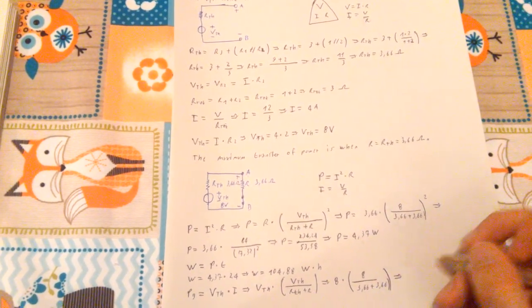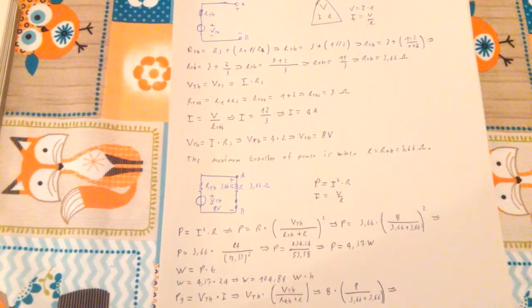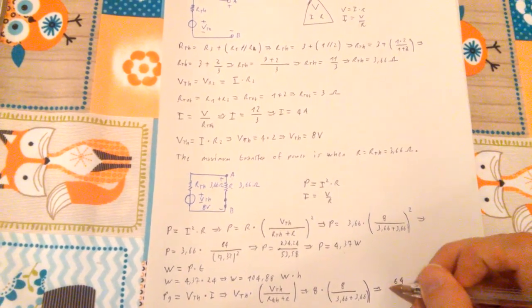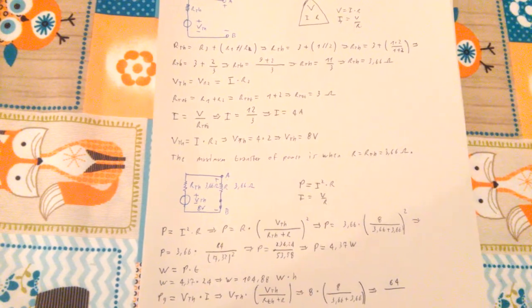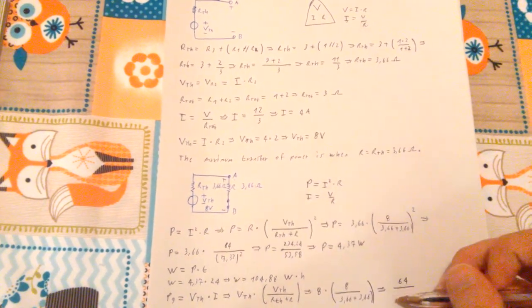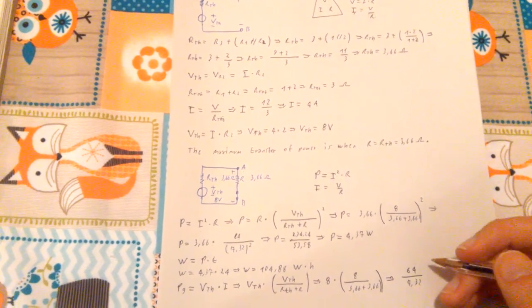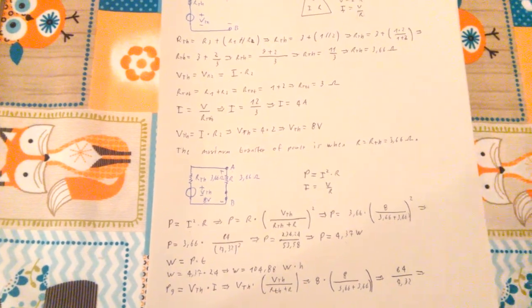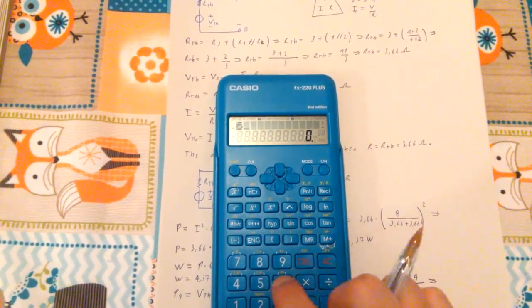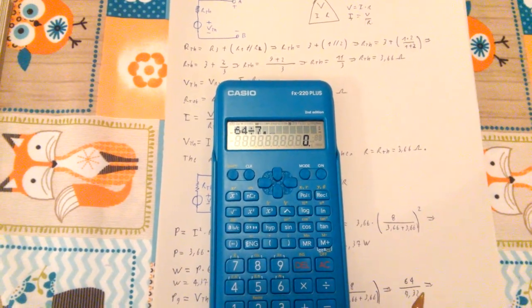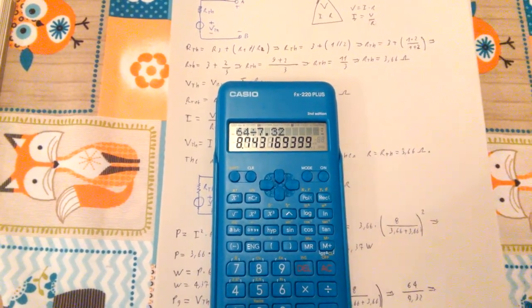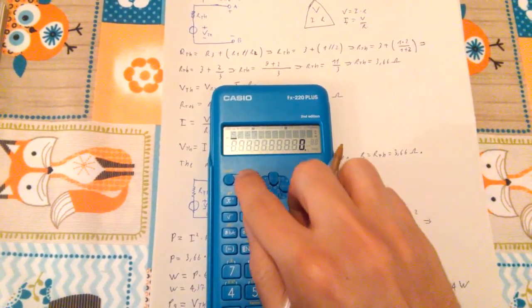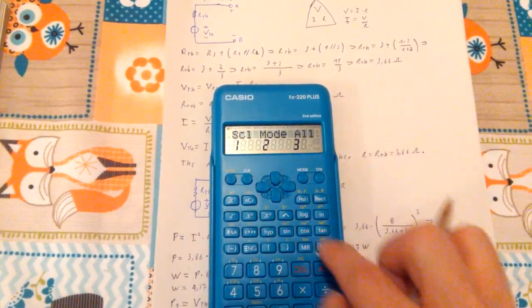So what do I get? Well, I get 8 times 8, which is 64, actually. So I get 64 over 3.66 plus 3.66. I've done this. It's 7.32. So I get 64 over 7.32. So what do I get? I get 64 over 7.32, which is 8.74 watts.